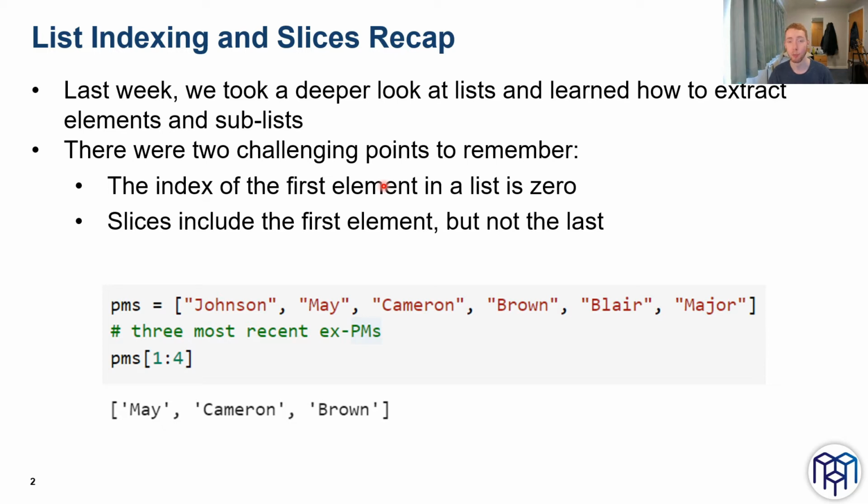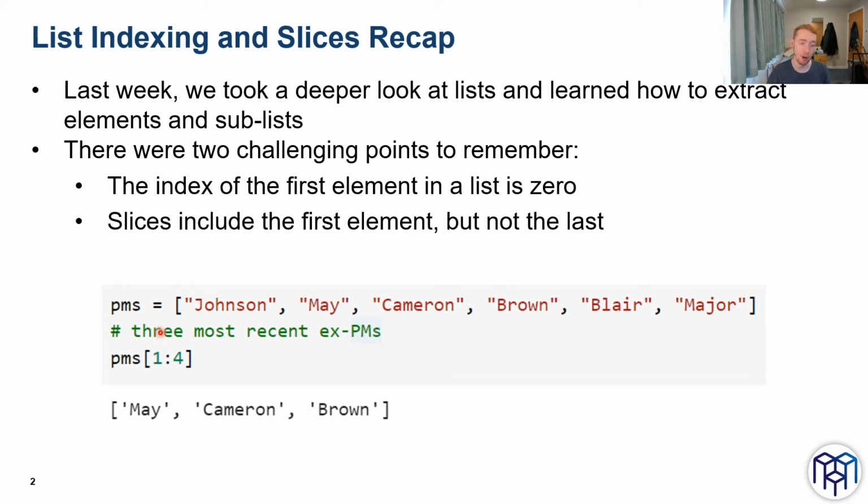There are some beautiful mathematical reasons for why that is the case, but it's just something that you need to remember. And then the second important point was when we were taking slices. An example of a slice here is we had this Prime Minister's list, and we wanted to take the 3 most recent ex-Prime Ministers. That's the second, third, and fourth element. And so we have our offsets. We start from 1 because it's 0 indexed. But the important thing to remember is that the last index in a slice is not included. So if we want to go up to the fourth person, which is the third index, we have to go to an index of 4 because that last one doesn't get included.